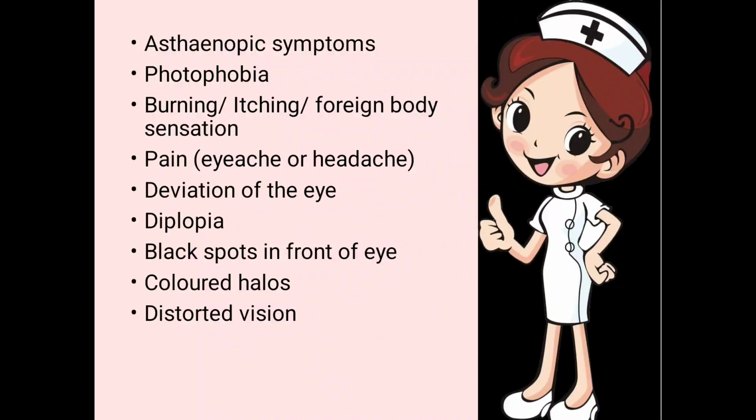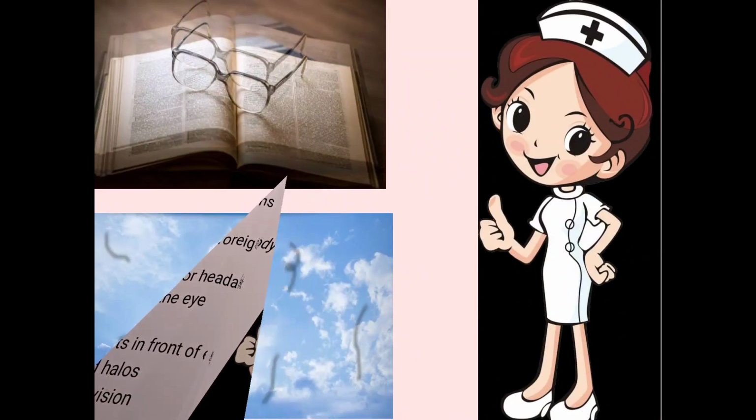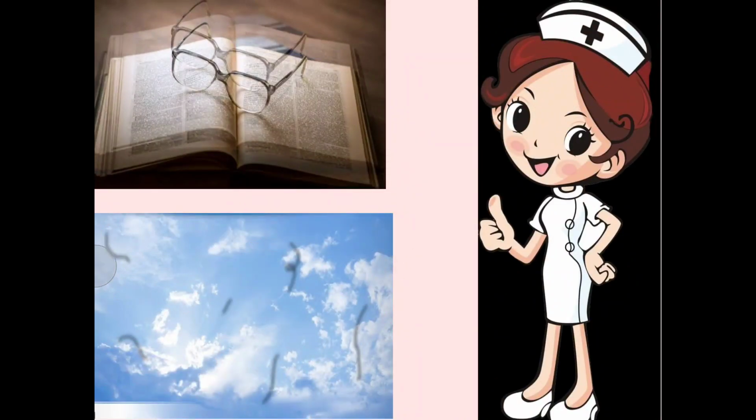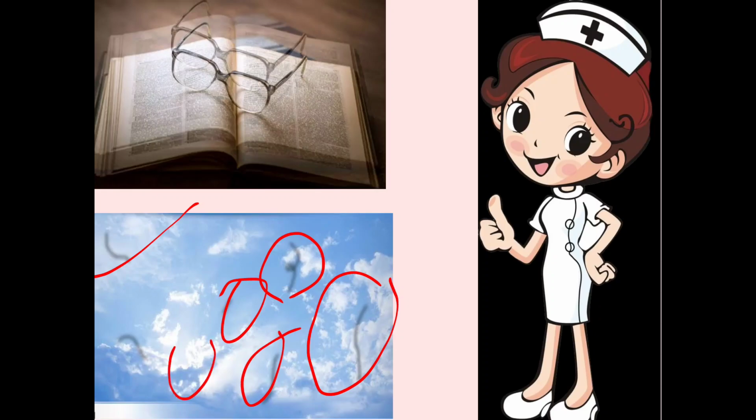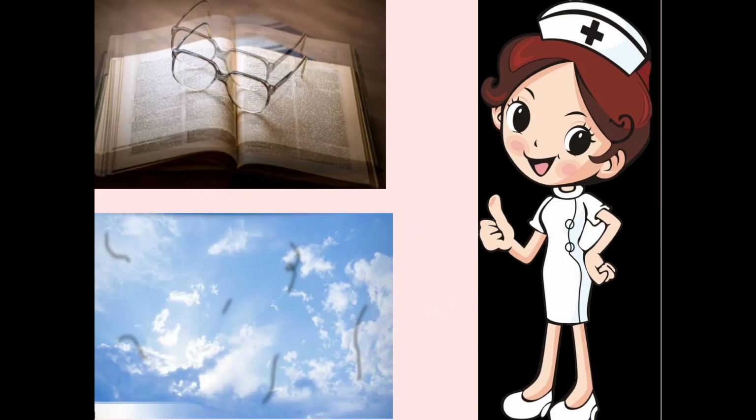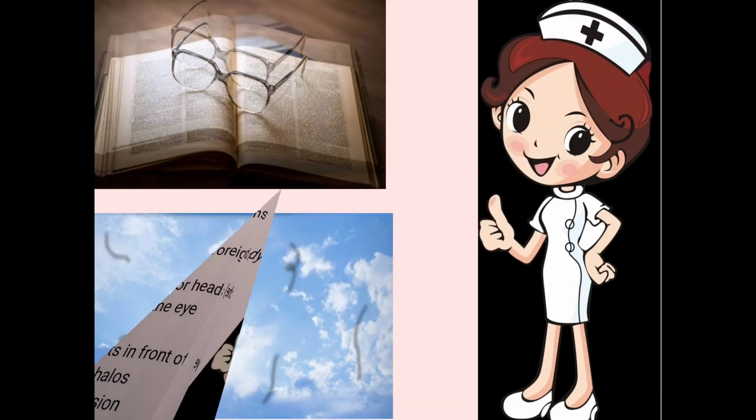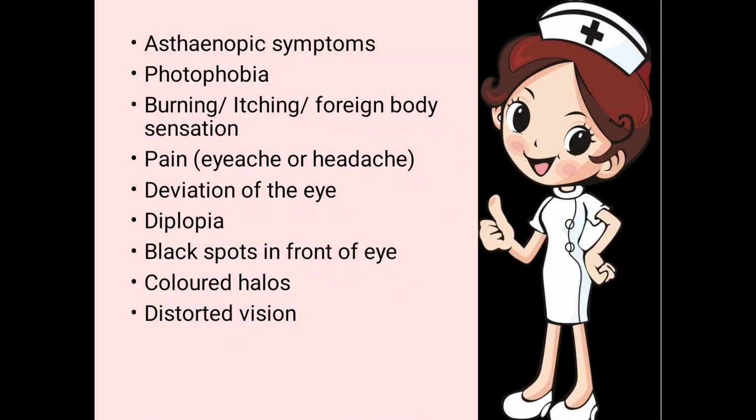Next one is black spots in front of the eye. These are basically floaters. Patient complains that when he or she looks at the light or at the sky, he or she can see black shadows. So these are the floaters in front of the eyes, present inside the eye. These spots move in the direction in which we are moving our eyes.